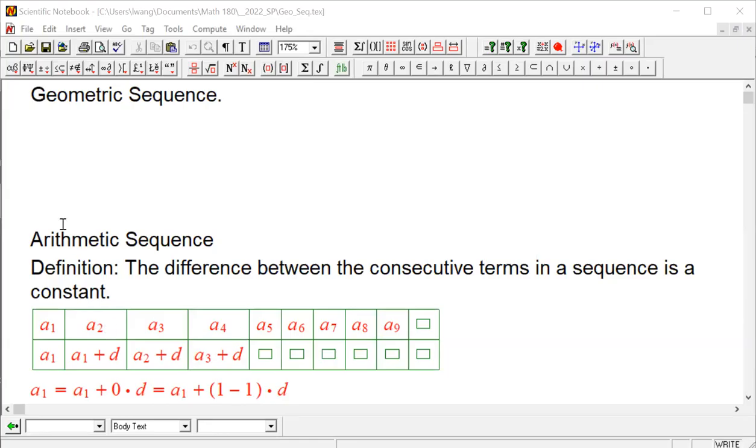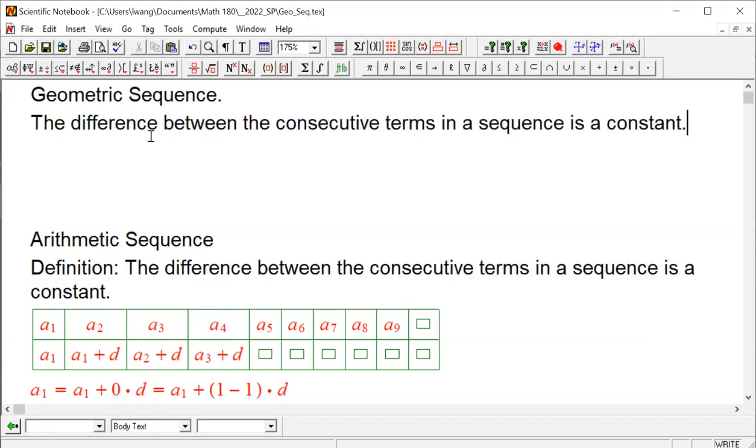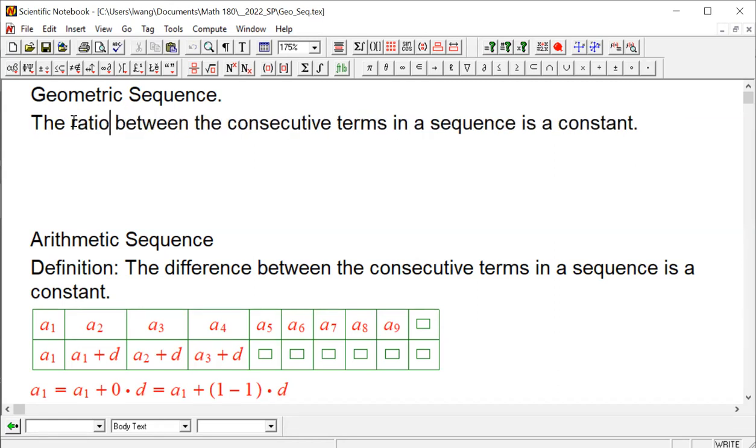Hello, in this lesson, we're going to talk about geometric sequence. Previously, we talked about arithmetic sequence, and we know that an arithmetic sequence is defined as the difference between consecutive terms in a sequence being a constant. But in a geometric sequence, it's the ratio. So instead of the difference, it is the ratio between consecutive terms in the sequence that is a constant.